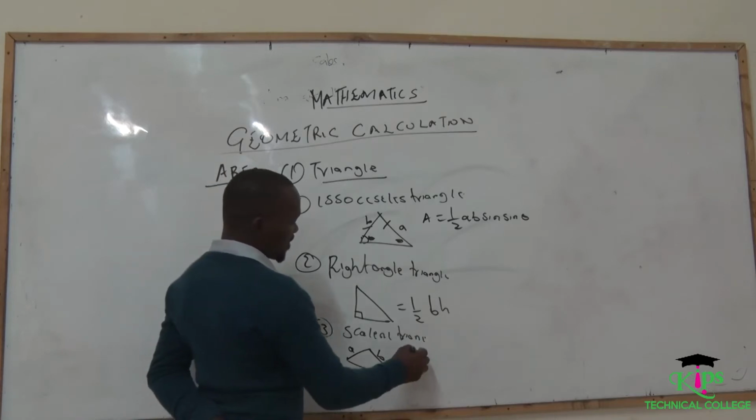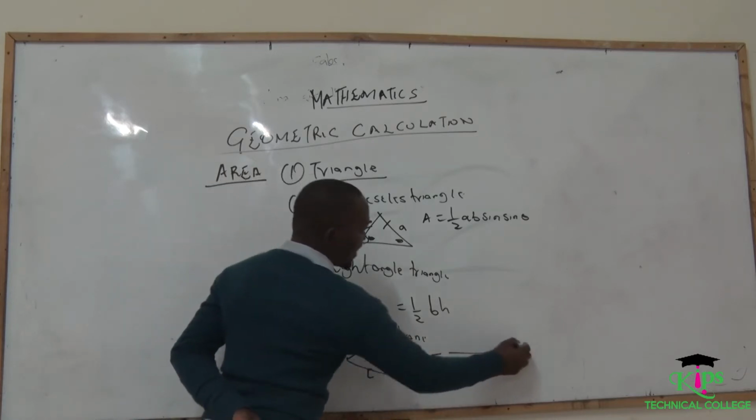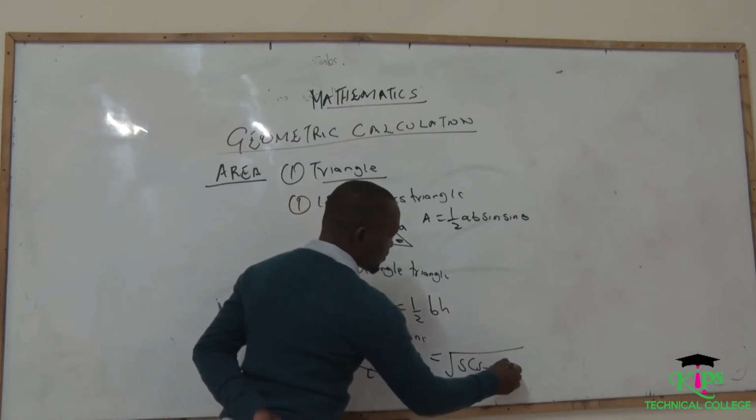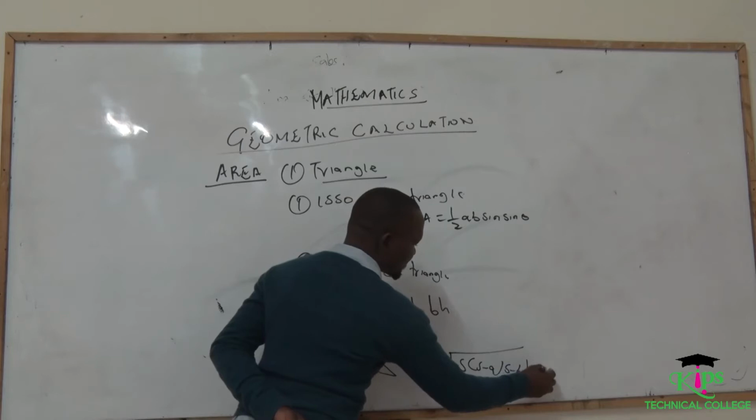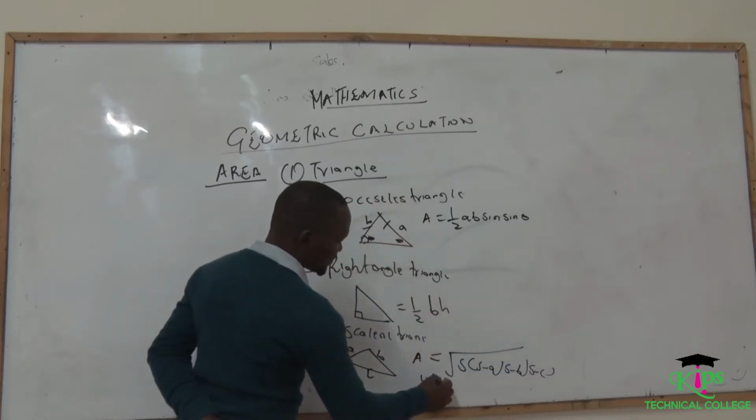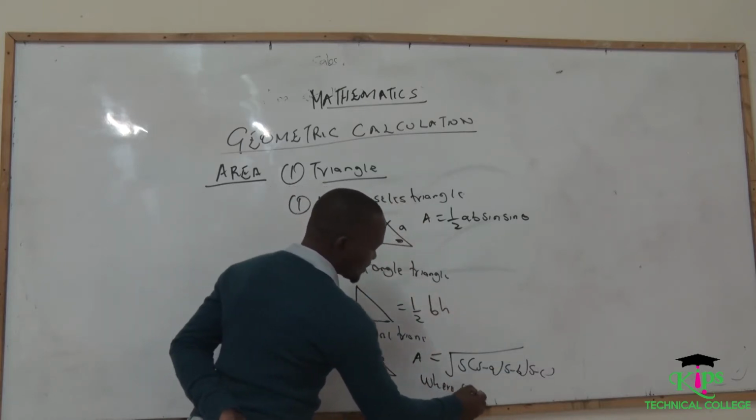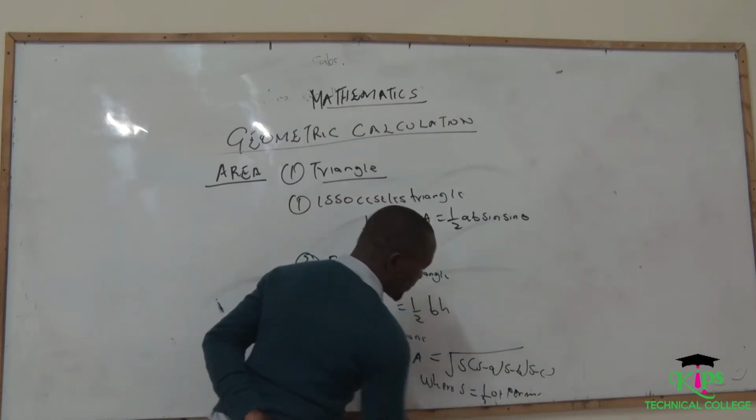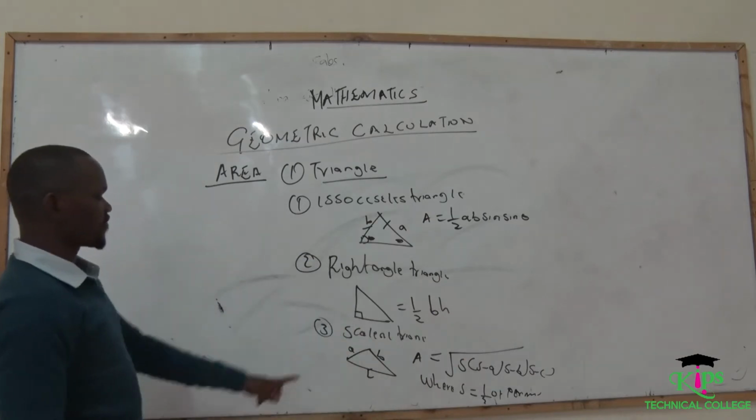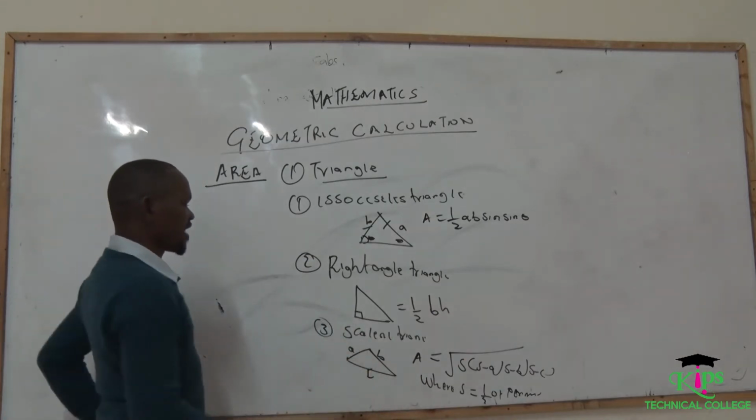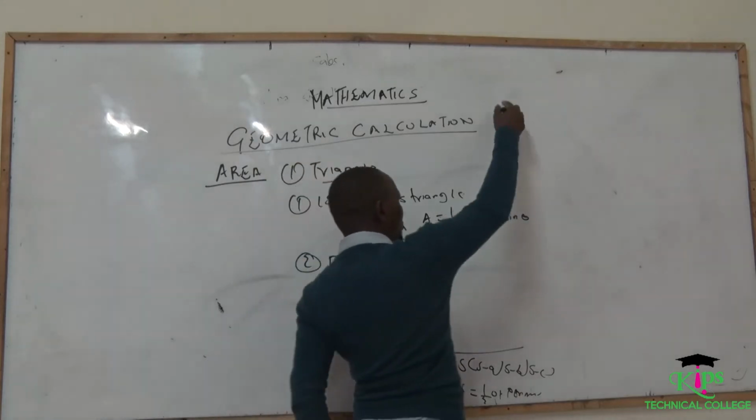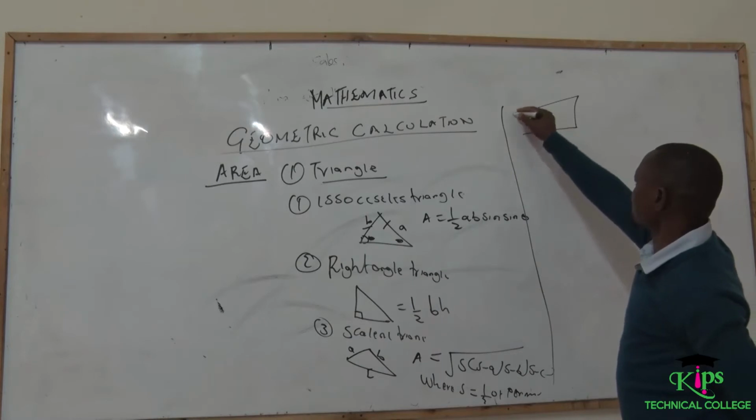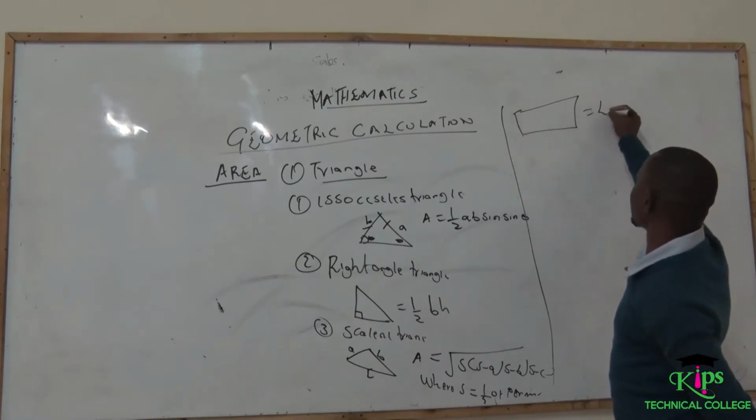So therefore, for us to get the area, we are given that area is the square root of S into S minus A, S minus B, S minus C, where S is a half of the perimeter. So for us to get S, we add A, B, C, then we get a half of that perimeter. Then we can go to the area of a rectangle, which is given as length times width.